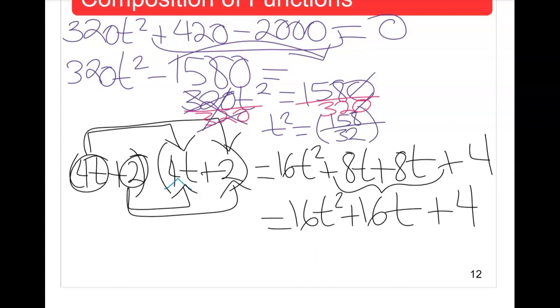And now what I'm going to do to solve for t is take the square root, so that we cancel the t and the t squared. And so what I'm going to do is enter on my calculator the quotient 158 divided by 32, and then I'm going to take the square root, and I get that t is approximately 2.222 hours.